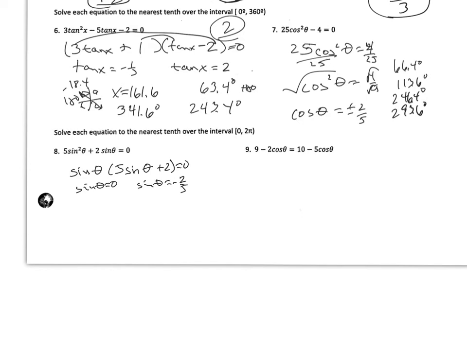Well, the sine of theta equals 0. This is a unit circle value. You can use the calculator. There should be 2 numbers, right? 0 and pi. You can call it 3.1 if you'd like, because it does say to the nearest tenth, or you can call it pi.